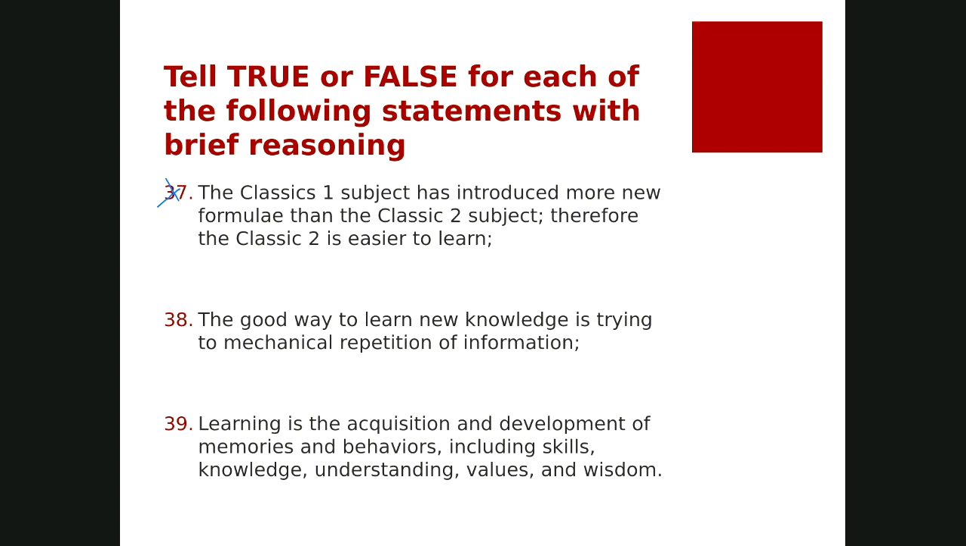Now, number 38. The good way to learn new formulae is to mechanically repeat the information. This is a very bad way to learn. If we are only 3 or 5 years old, we do so for fun, with different sounds and different names for sounds. But most of us are adults, so don't do it that way. It's too hard, very, very hard.